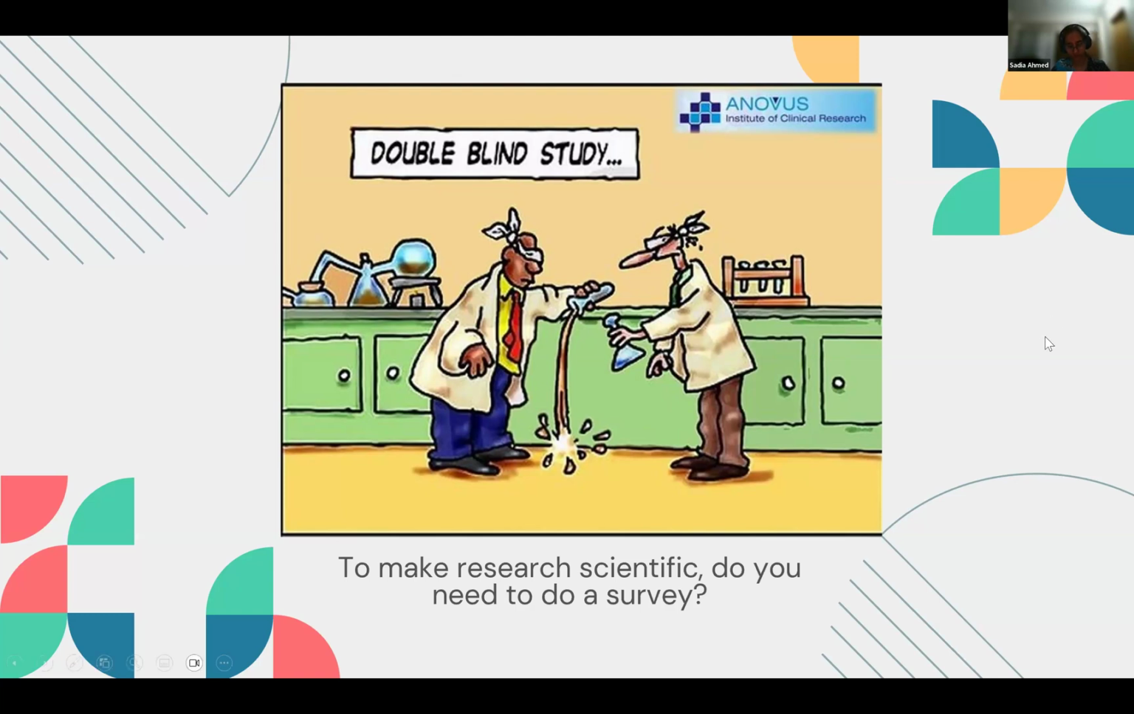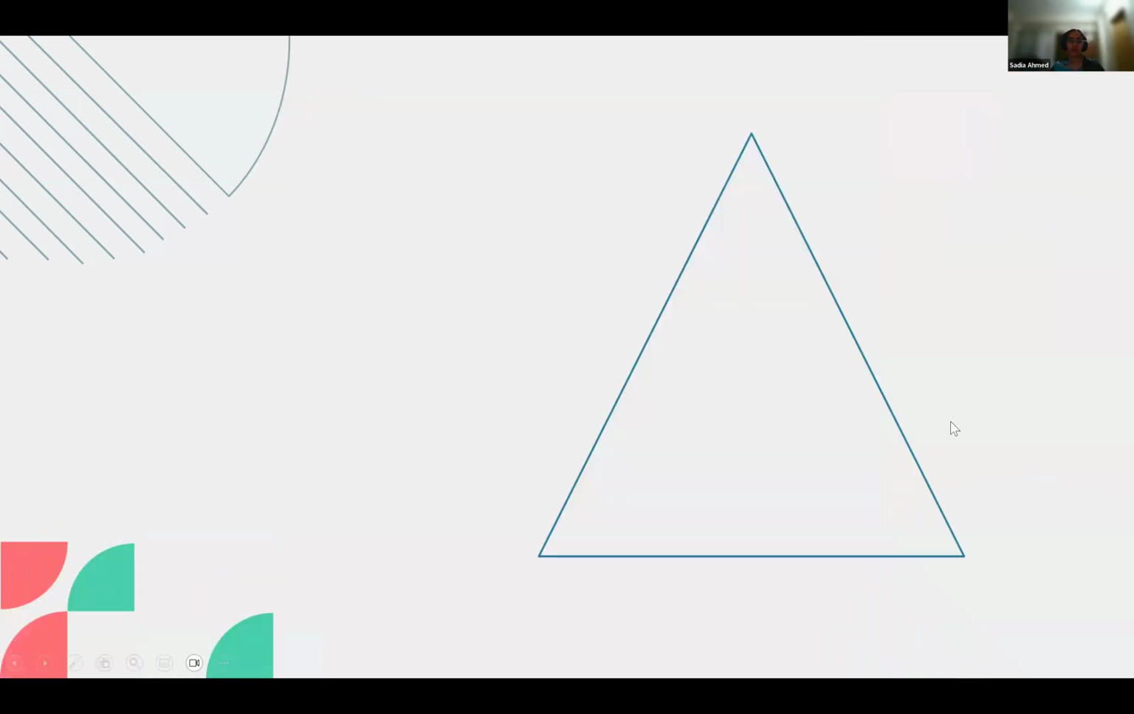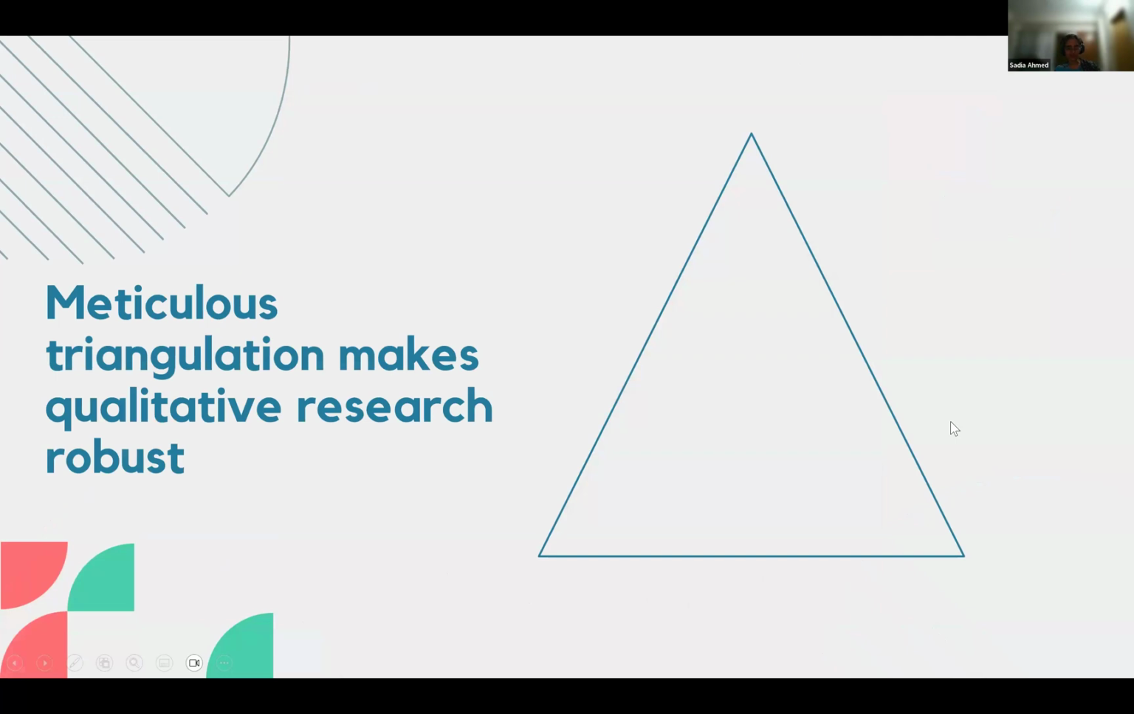Since we're talking about qualitative, and a lot of you have said what we want to understand, is survey the best way to do it? If we need a lot of data from qualitative, how can we make qualitative research robust or credible? We can do that through triangulation. By meticulously and carefully triangulating qualitative research, we make it robust.